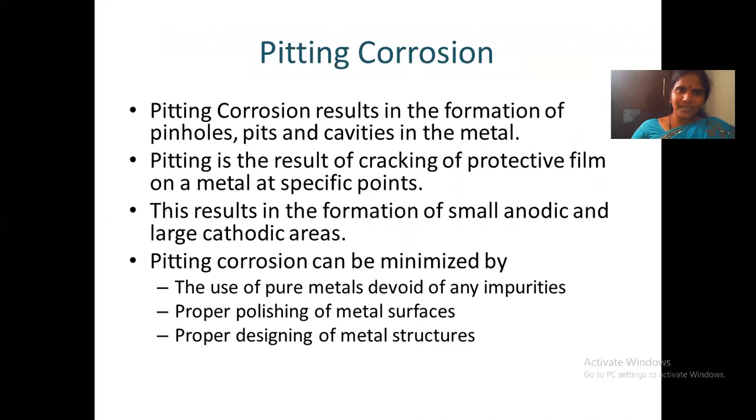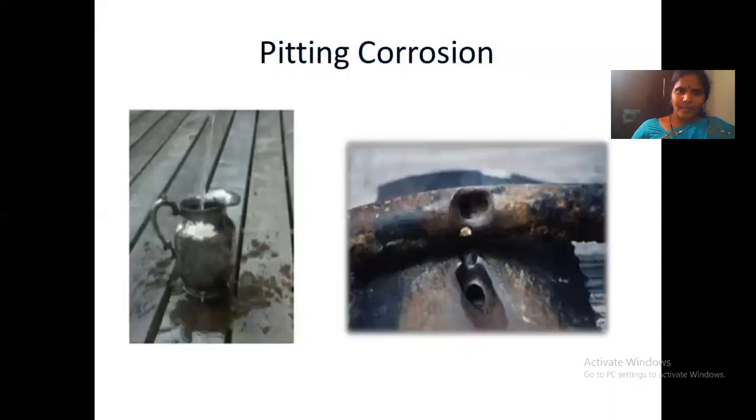Another type is pitting corrosion. Pitting corrosion results in the formation of small holes, pits or cavities in the metal, and it specifically happens because of cracking of the protective film. It results in the formation of a small anode and a larger cathode. Here are pictures so that you can understand the small holes in the metal body.